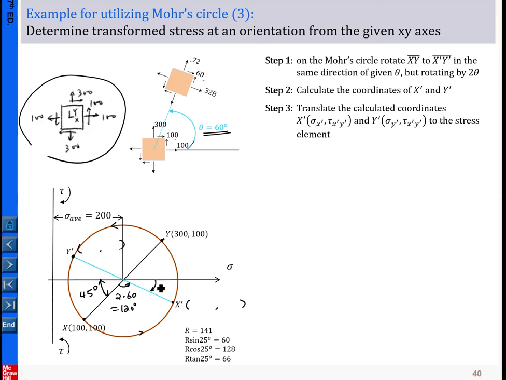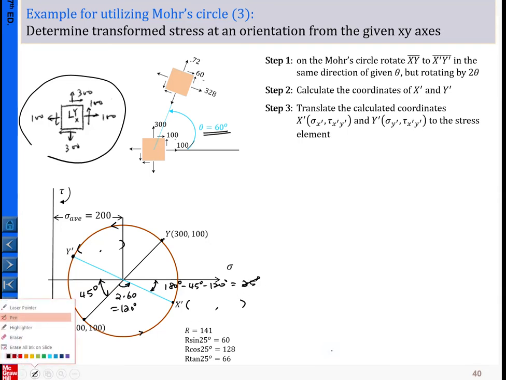So basically this angle should be how much? 180 degrees minus 45 and minus 120, so that should be 25 degrees. Hopefully, yes. Let me double check. So this one is 60. Oops, I think I made a mistake here. I think this one should be 15 degrees, right? Okay, so that should be 15 degrees.